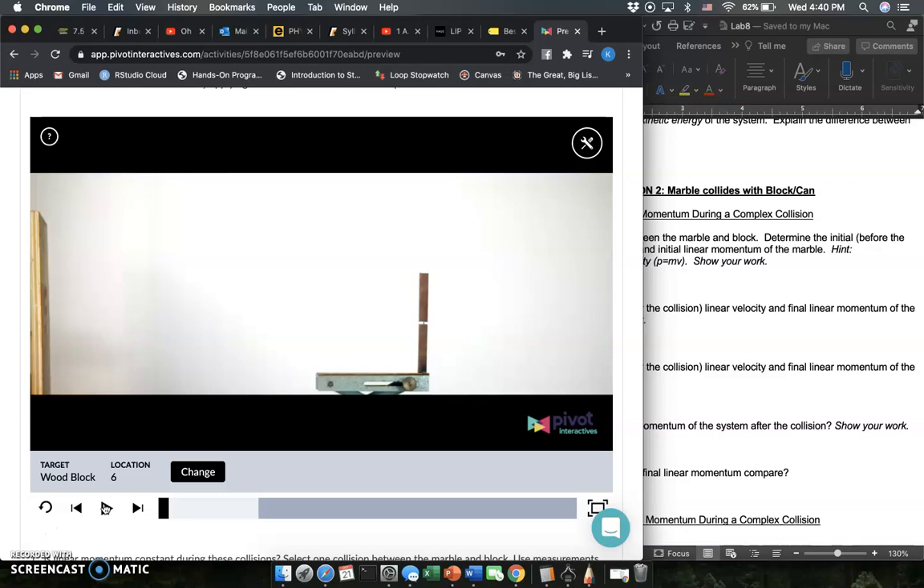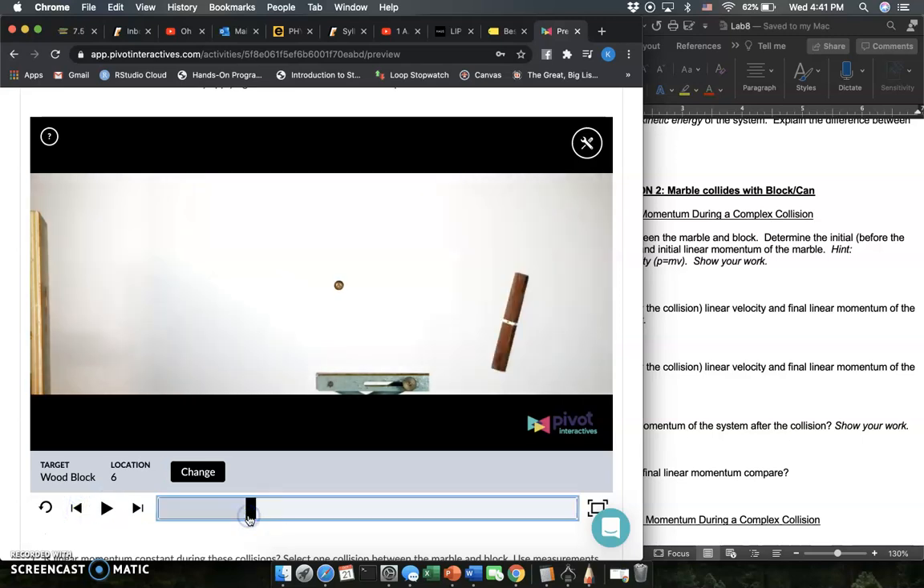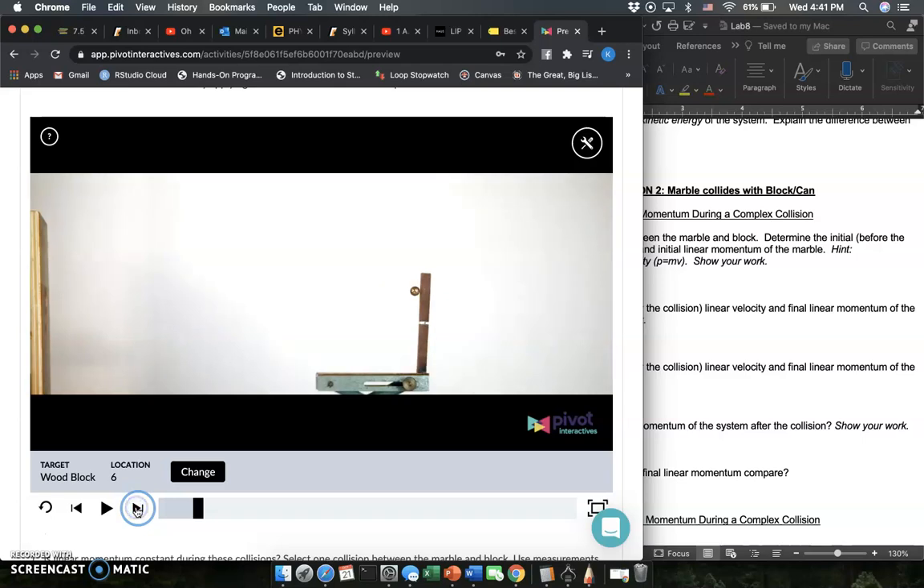So I can press play to show you what you're looking at. We've got a marble that gets shot at this block, and as it continues, that block goes flying in the other direction. And if you notice, that block starts to turn. So let's back that up a little. First it was standing, and then it gets hit, and then it starts to turn.